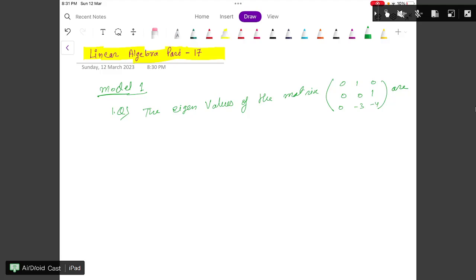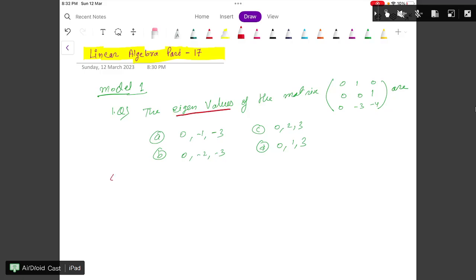So in this problem it is asking for the eigenvalues of the matrix. The given options are: option A is 0 minus 1 minus 3, option B is 0 minus 2 minus 3, option C is 0 2 3, and option D is 0 1 3. So these are the options given, and the problem is asking for the eigenvalues of the matrix.